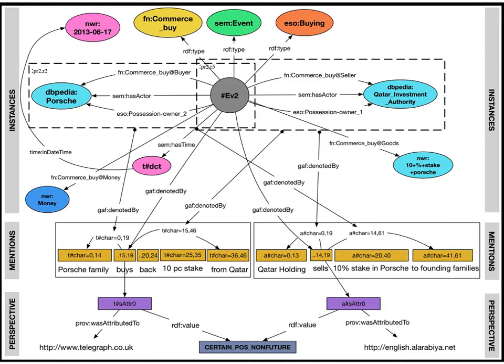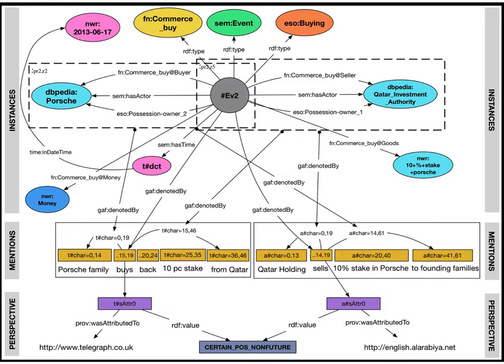Let's consider in more detail the instances in SEM. Instances are defined through unique URIs, unique resource identifiers. In the case of entities, we use as much as possible the DBpedia URIs if available, for example DBpedia Porsche and DBpedia Qatar Investment Authority. These are web references to data points in DBpedia. For events, we cannot find entries in DBpedia. We therefore create a blank URI, which is a unique string that doesn't point to anything. Here it is event 2.